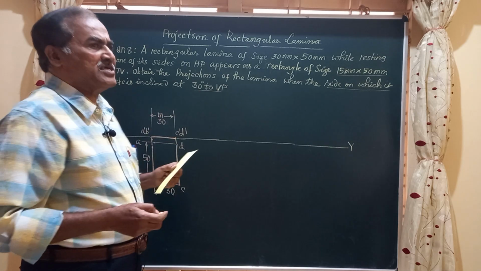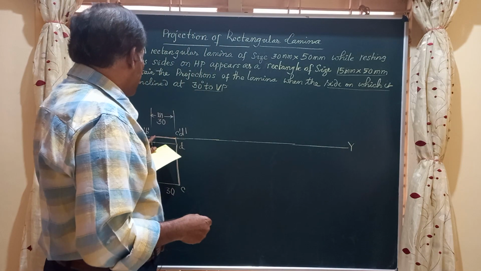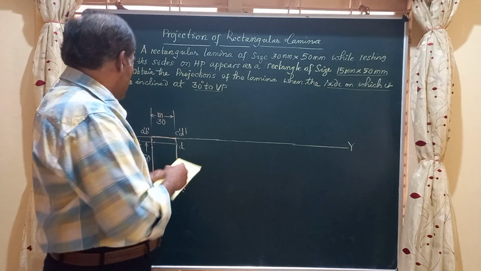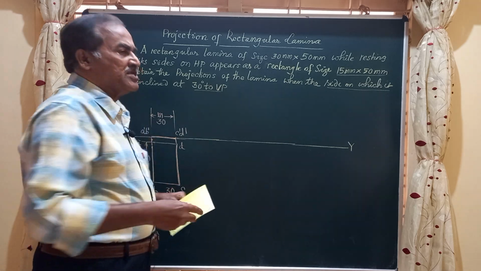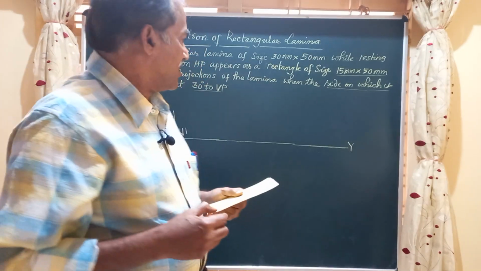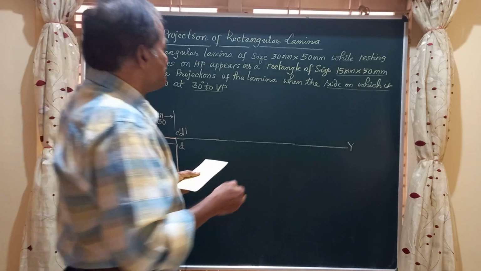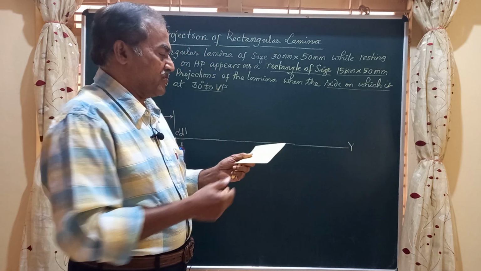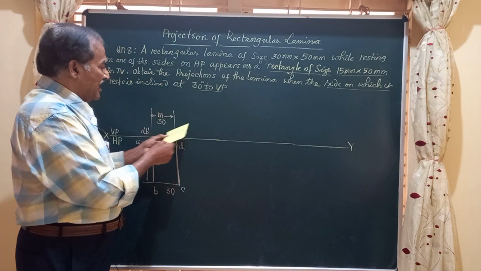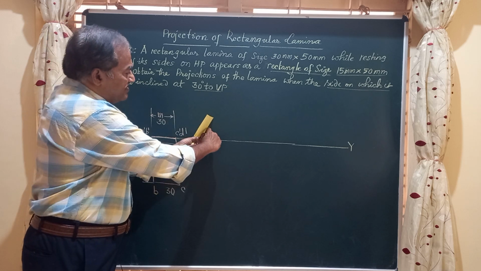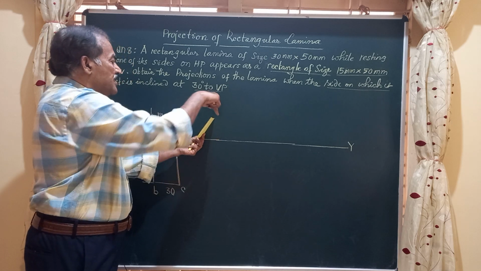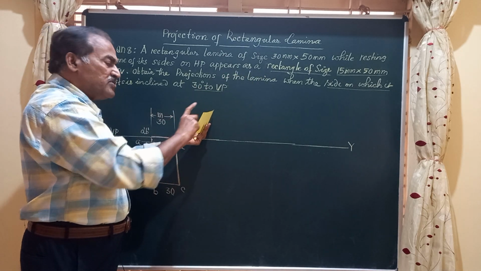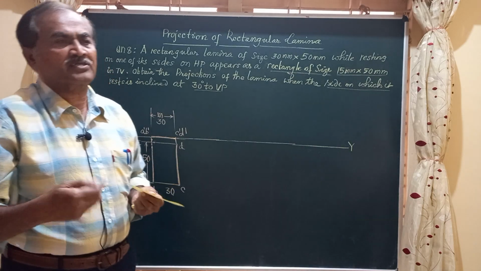Friends, now the lamina is on HP because it is seen as a line A dash, B dash, C dash, D dash on XY, and the longer edge AB is now perpendicular to VP. Now he says, friends, it has to appear as a rectangle of size 15 by 50 in the top view. Friends, you had it like this, and now if you rotate like this, when the surface makes an angle theta, the longer edges will remain as 50, whereas the shorter edge, which was this, gets reduced depending on the inclination the surface makes.